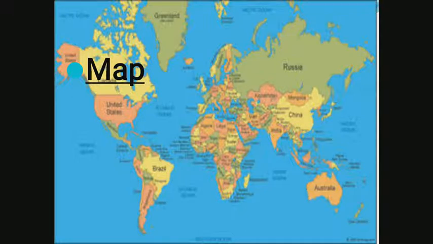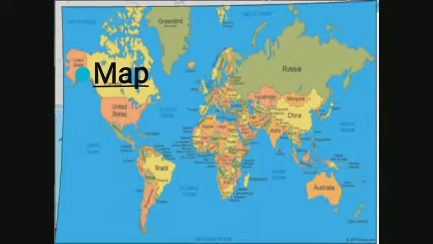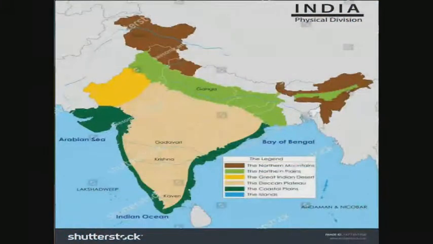For example, a map can show several geographic, natural and cultural elements such as mountains, hills, rivers, distribution of forests, rainfall, sources of irrigation, and location of historical places. A map can be folded, rolled, bound in a book, and carried easily. See this map. You are seeing the Northern Mountains, Northern Plain, the Great Indian Desert, Deccan Plateau, Coastal Plain, Islands. All those features are shown through one map. Okay?